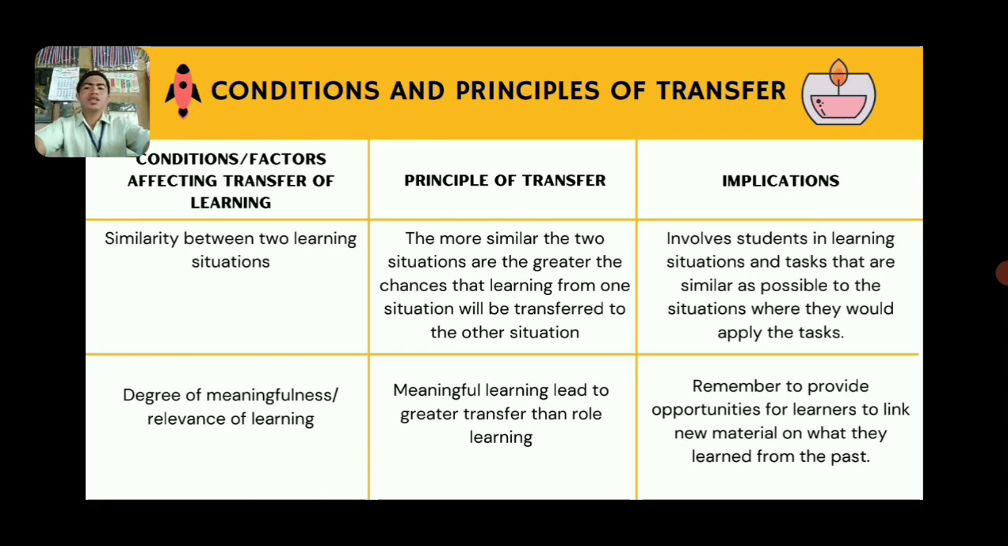So, this first factor tells us that if two situations are closely related to each other, then there is more chance that we will transfer or apply our learning from the first one to the other one.